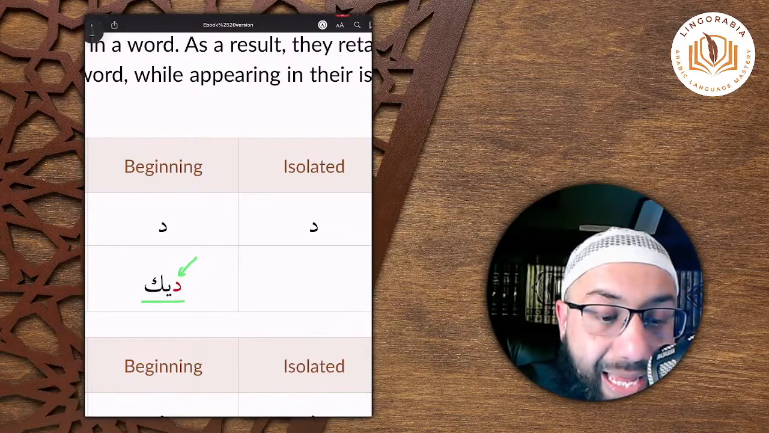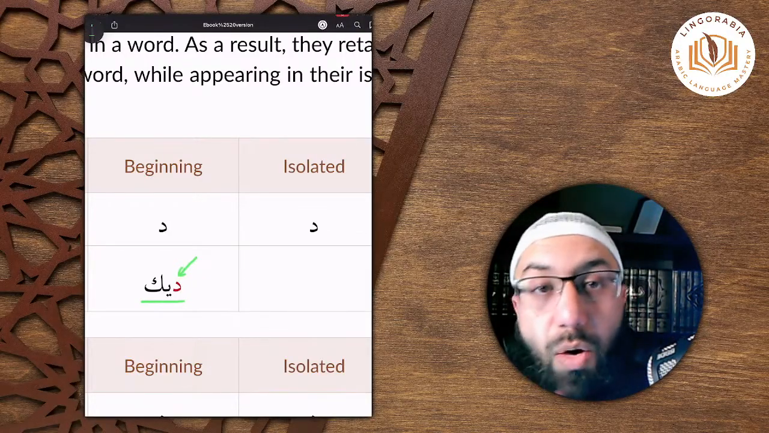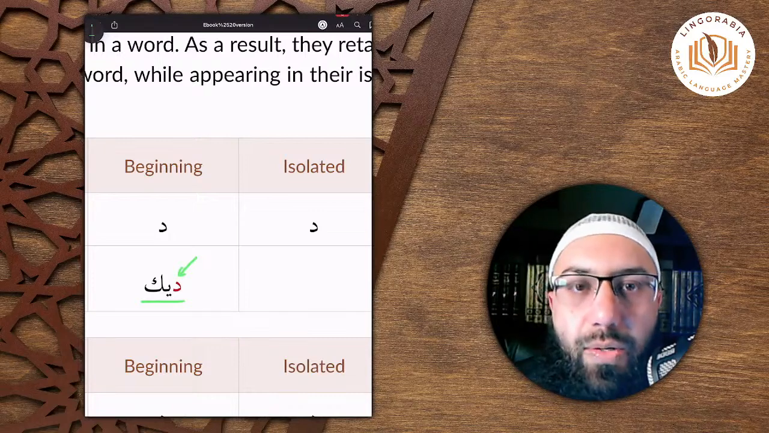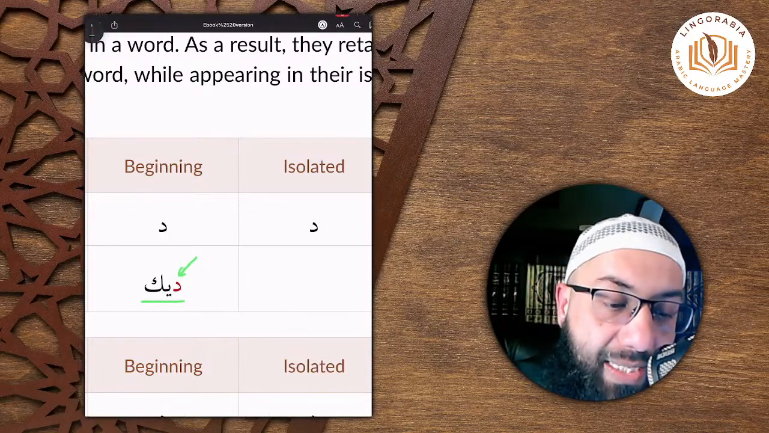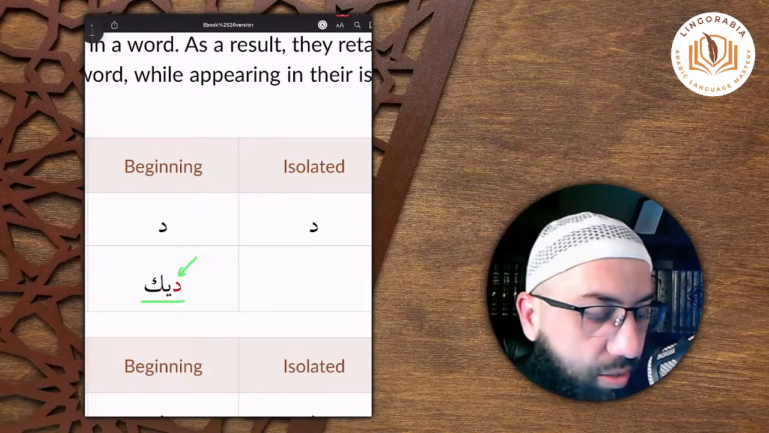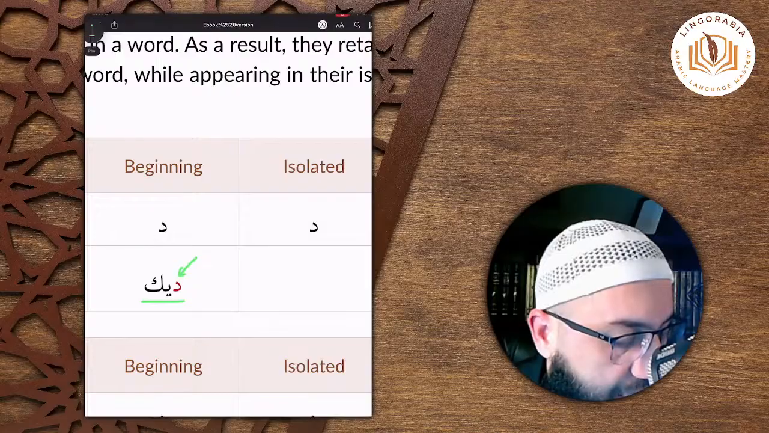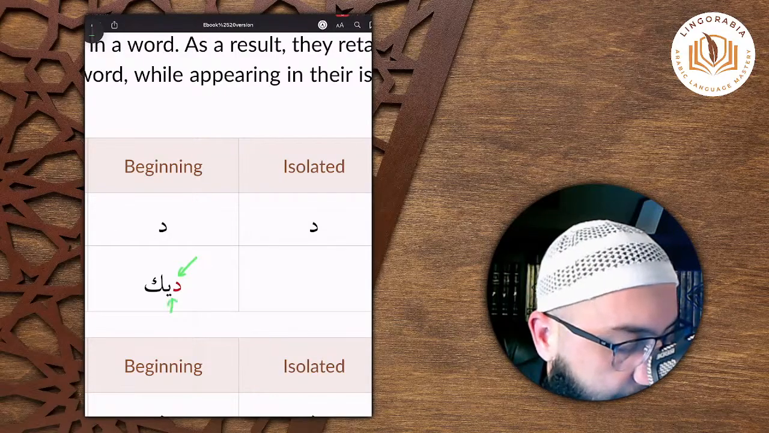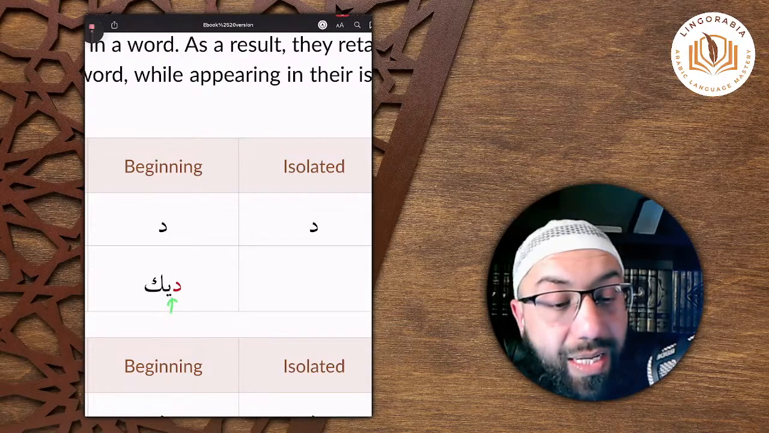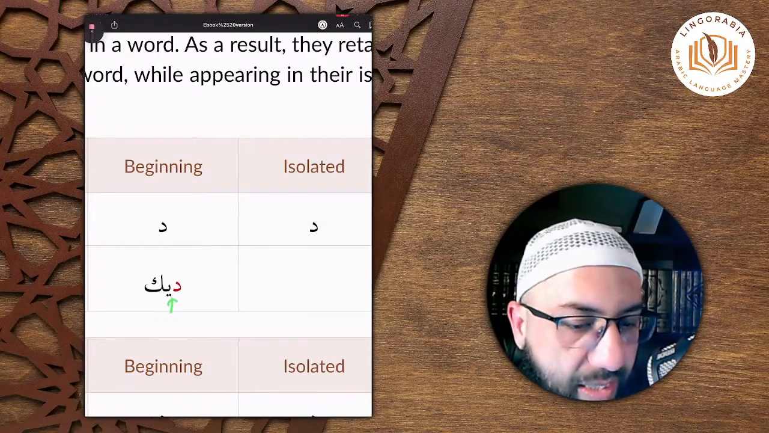Now the Dal, and also I told you, if you can remember, there are 6 letters with a similar characteristic. So this would be the second letter. The dal also connects with the letter before but doesn't connect with the letter after, and that's why you see that the dal is not connected here. Because the dal doesn't connect with the letter after. I hope this is clear.